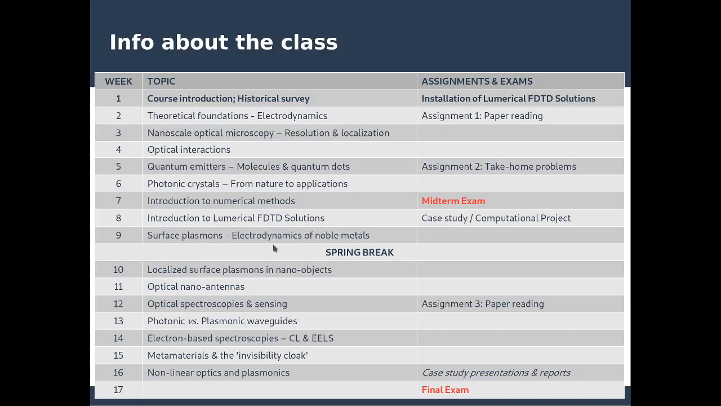We're going to introduce surface plasmons and review electrodynamic concepts for noble metals, extend that to localized surface plasmon resonances in nano objects, discuss the concept of nanoantennas, and then look at the applications of plasmons for optical sensing and spectroscopies. We compare photonic versus plasmonic waveguides, and then go into more exotic topics like electron-based spectroscopies, metamaterials, and a quick introduction to nonlinear optics and plasmonics.